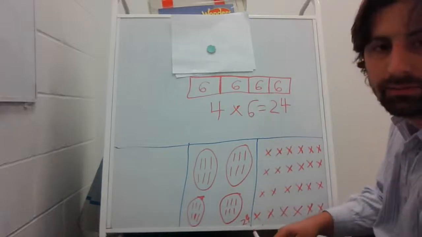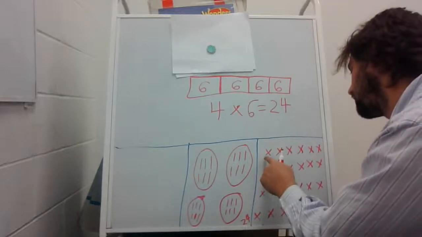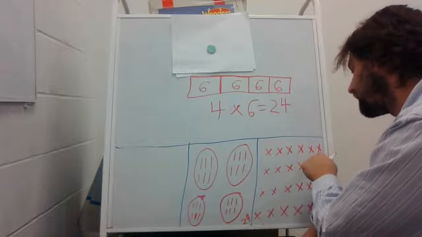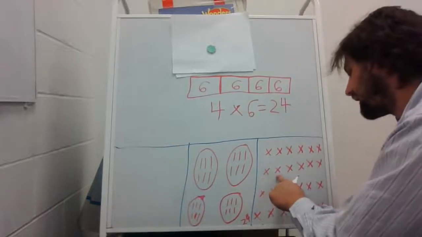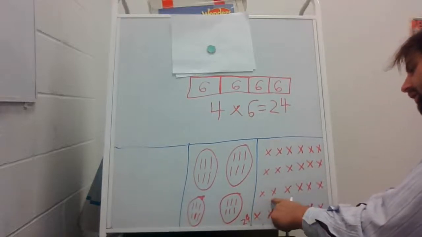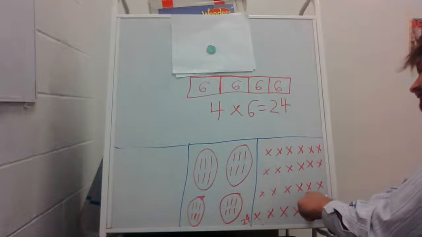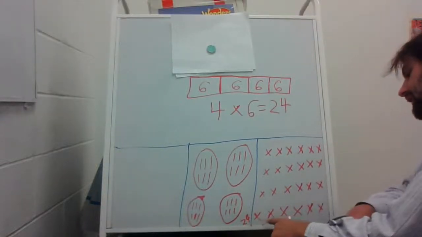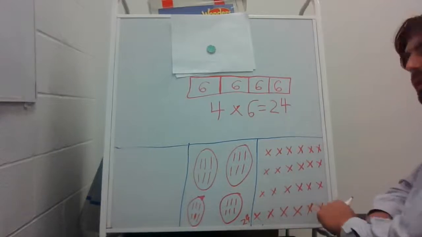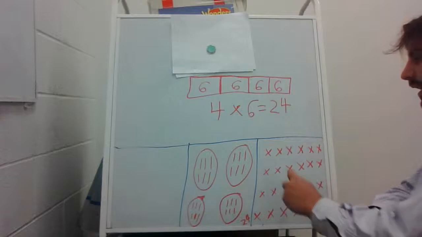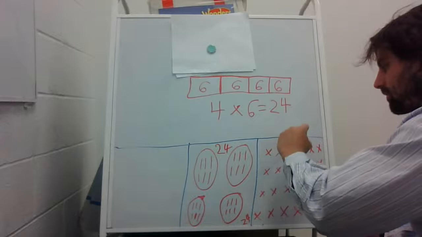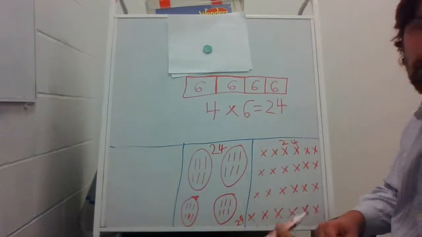All right, now I'm going to count the total number of X's. 1, 2, 3, 4, 5, 6, 7, 8, 9, 10, 11, 12, 13, 14, 15, 16, 17, 18, 19, 20, 21, 22, 23, 24. All right, so it ended up being, I'll write the digit up here, so both strategies ended up with the same answer, 24.